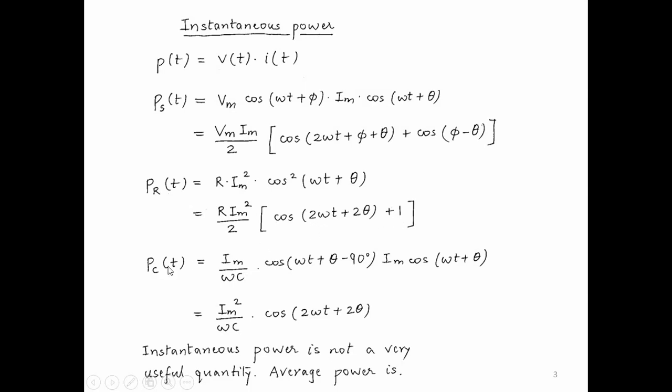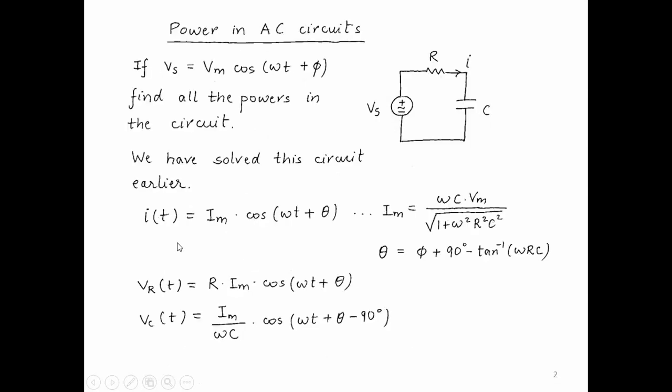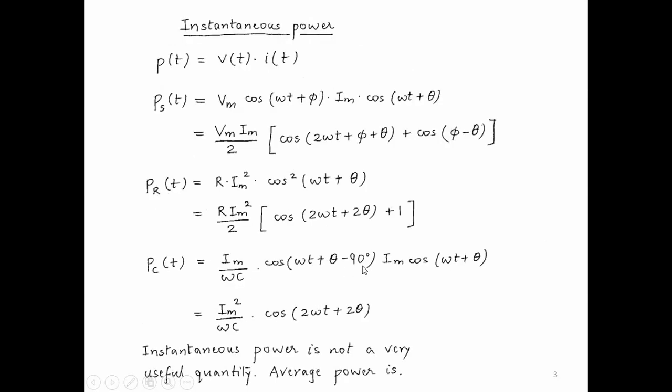And the power in the capacitor is similarly V times I. So we already did the V, let me just go back. So I times Vc, so Im squared by omega C into cos(omega t plus theta minus 90) cos(omega t plus theta). And if we do cos C cos D, then we will get cos(2 omega t plus 2 theta) plus cos 90 degrees, and cos 90 is 0. So we will get only the second term.